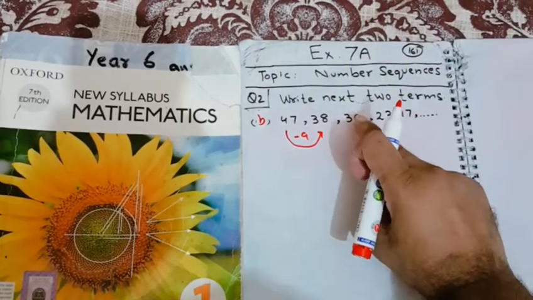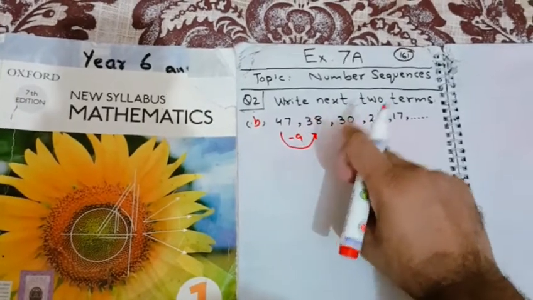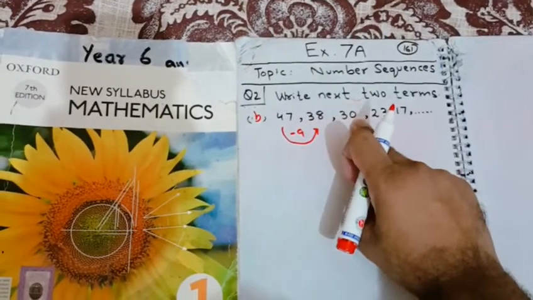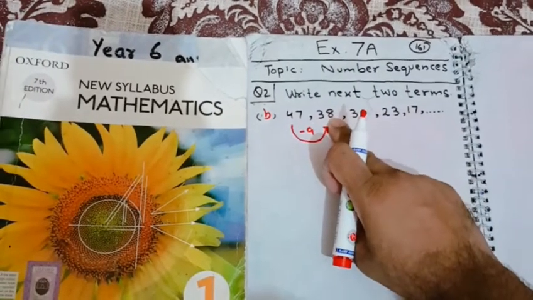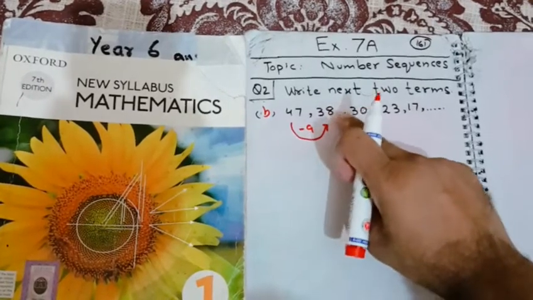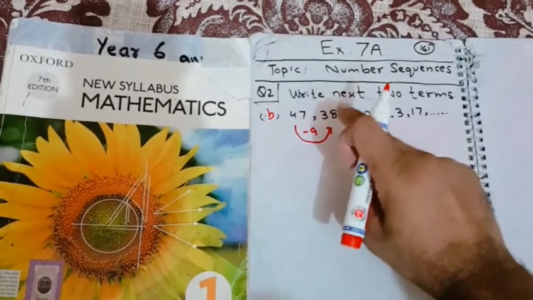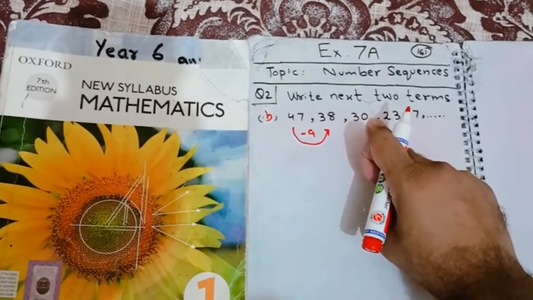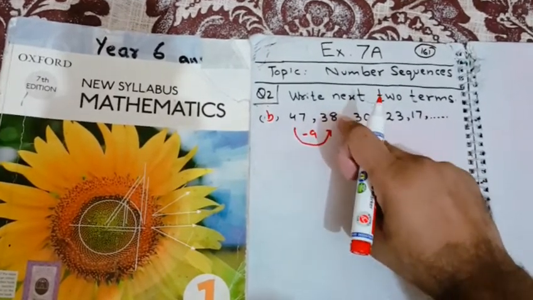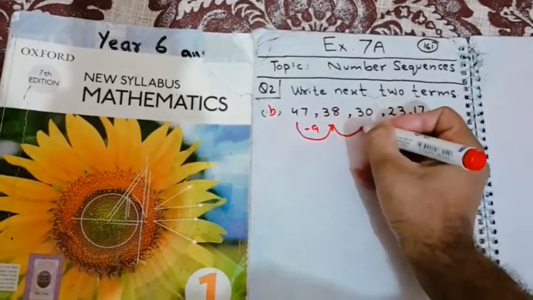Then if we subtract 30 from 38, we will be able to see how much gap is between 38 and 30. Of course, it is quite prominent that between 38 and 30 there is a gap of 8. That means if we have to come from 38 to 30, we have to subtract 8.